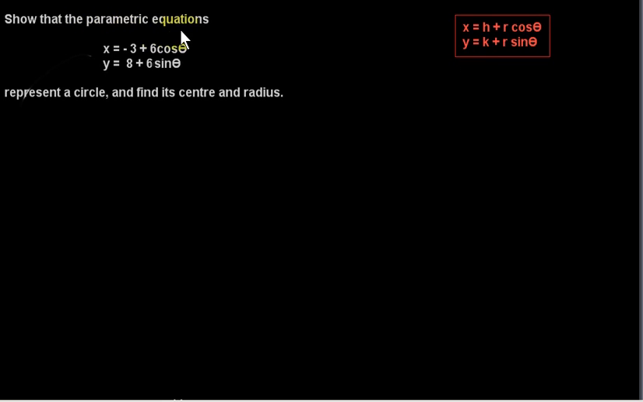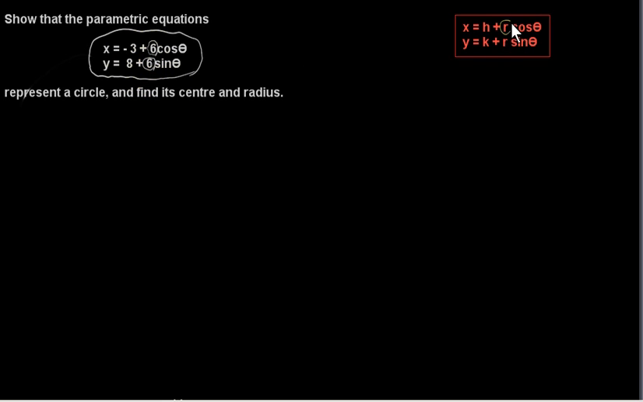In this example, we want to show that the parametric equations x equals minus 3 plus 6 cos theta and y equals 8 plus 6 sine theta represent a circle, and we want to find its centre and radius. By comparing these equations to these ones over here, we can see straight away that these equations must represent a circle, because they have exactly the same form. We can see in particular that the number in front of cos theta and sine theta is the same.